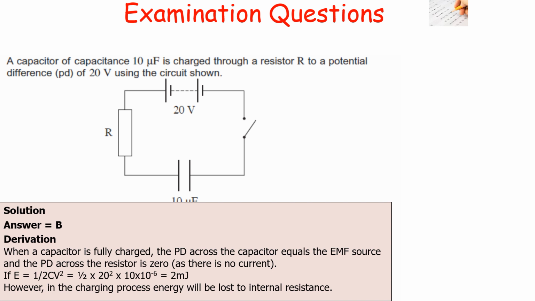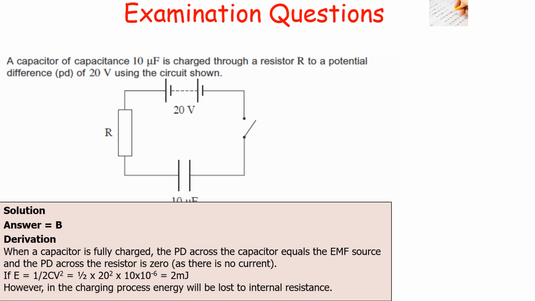So therefore we know that the energy is a half times the capacitance times the voltage squared. We put our values through, and we know that we've got a capacitance of 10 times 10 to the minus 6 because it's microfarads, and we know that the potential difference V is 20, so therefore it's 20 squared. We get our answer to be 2 millijoules.